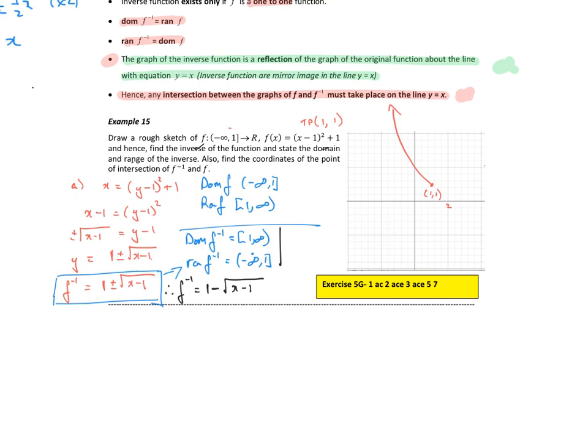Also find the coordinates of the points of intersection. Okay, so let's think about that. To find the points of intersection, we've got the two rules equal each other. So your immediate reaction could be, okay, the first function is x minus 1 all squared plus 1. That has to equal the inverse function, which is 1 minus the square root of x minus 1. Who wants to try and solve that? You know what I mean?